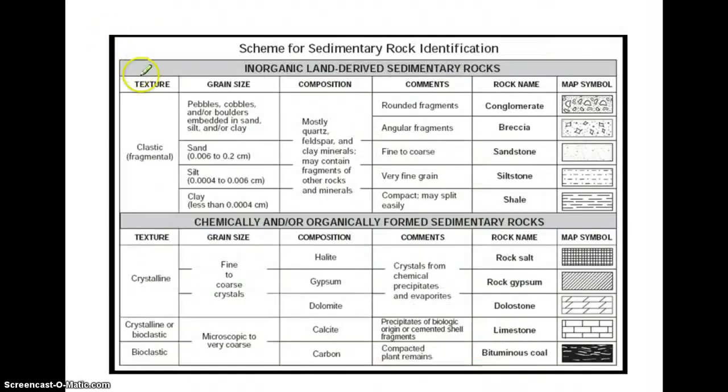So those are our clastic rocks, which are inorganic, not living, coming from things that are on the land. And again, they are classified based on their grain size. This is the key to this whole top section. Now let's take a look at the rocks that are formed chemically.